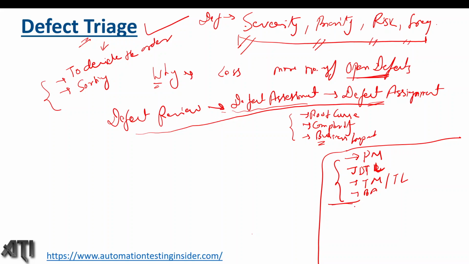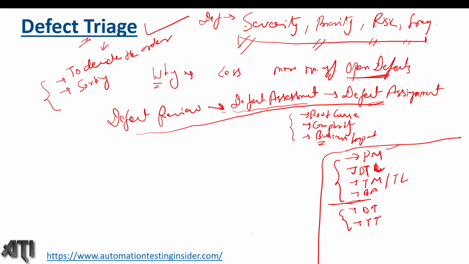The optional participants are the development team and the testing team. In many companies, they conduct defect triage with the development team and testing team and involve these members as well, but in the general process we have the project manager, the development manager, development lead, test lead and business analyst. So these are the participants of the defect triage meeting.